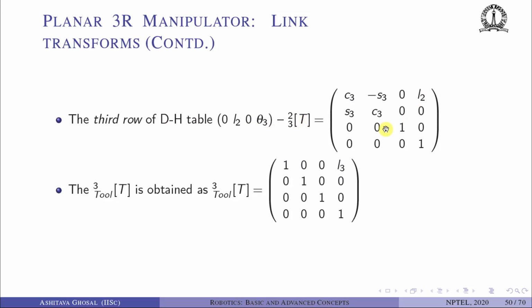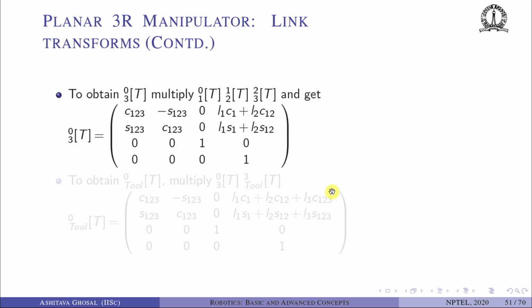And as I said, I have defined a tool coordinate system at the midpoint of the parallel jaw gripper. For the tool coordinate system, the rotation matrix is parallel to the third coordinate system, so hence this is an identity matrix. However, it is displaced along the x-axis by L3. So this is the transformation matrix of tool with respect to 3. The position and orientation of the tool with respect to the third coordinate system is given by this.